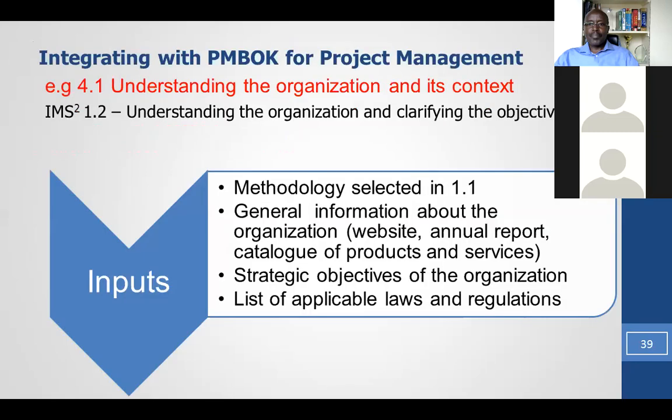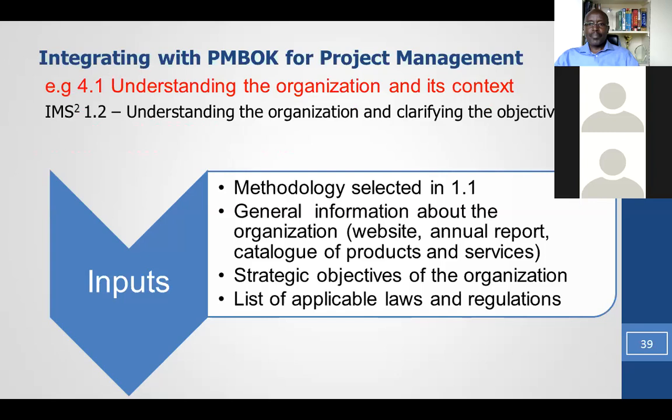Now, there's a methodology that we normally use ourselves. You are free to use any methodology that you want. Our methodology is done by integrating the Project Management Body of Knowledge for project management, where we have inputs, activities, and outputs. So for instance, for 4.1, understanding the organization and its context, the inputs to that would be the methodology that you select.